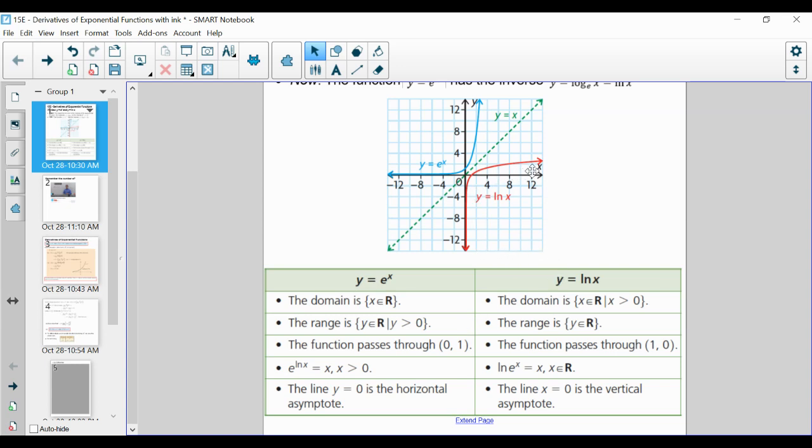The ln x function here is the inverse of e to the x, so it's its reflection through the y equals x line. It has a domain where x is greater than 0, because we can remember that for any inverse, we interchange the x's and y's. So here we have a vertical asymptote, and x can be anything greater than 0, but the range allows for y to be any real value, and like any logarithmic function, it passes through the point (1, 0). We have our cancellation law, and the line x equals 0 is the vertical asymptote.